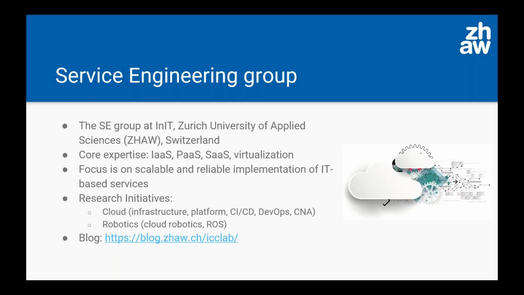How we are organized is we have several research initiatives. I would mention the main two at the moment are cloud, so everything in cloud, from infrastructure and platform to cloud native applications lately. But we're also very active on robotics, but not pure robotics, rather cloud robotics. So we investigated the ROS operating system for cloud robotics.